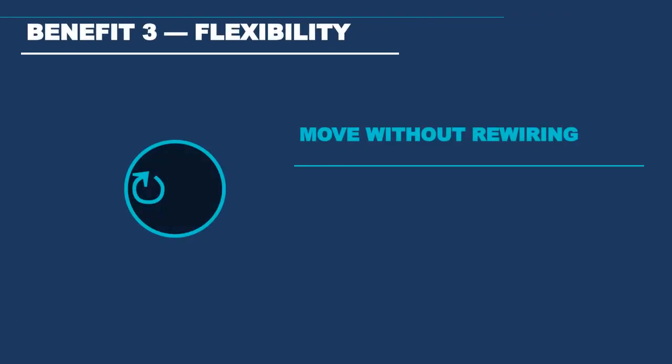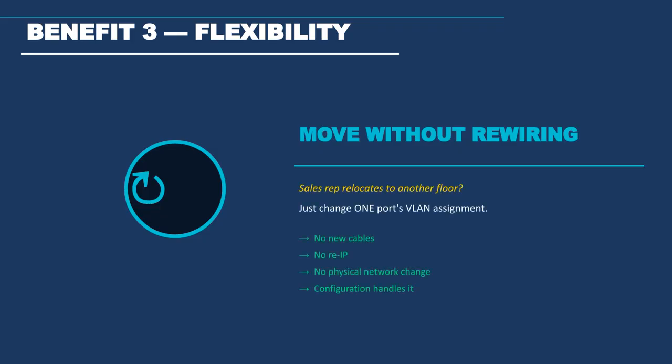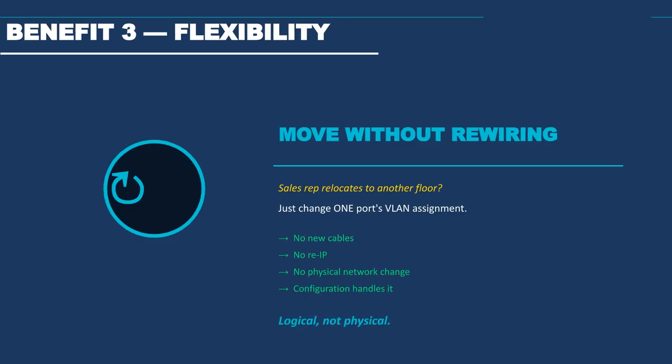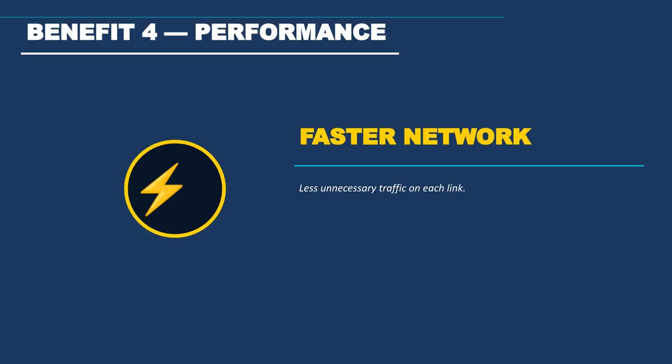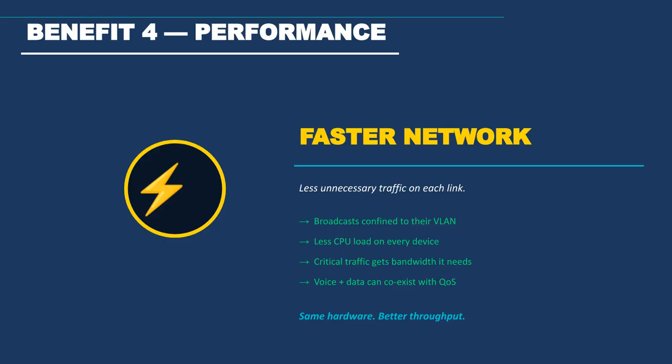VLANs offer great flexibility. If a user relocates, you only need to change a single port's VLAN assignment. This saves on physical rewiring and re-IP addressing, and makes network changes logical, not physical. Finally, VLANs improve performance. Broadcasts are confined, reducing CPU load on devices. This ensures critical traffic, like voice, receives the necessary bandwidth alongside data, improving throughput on the same hardware.